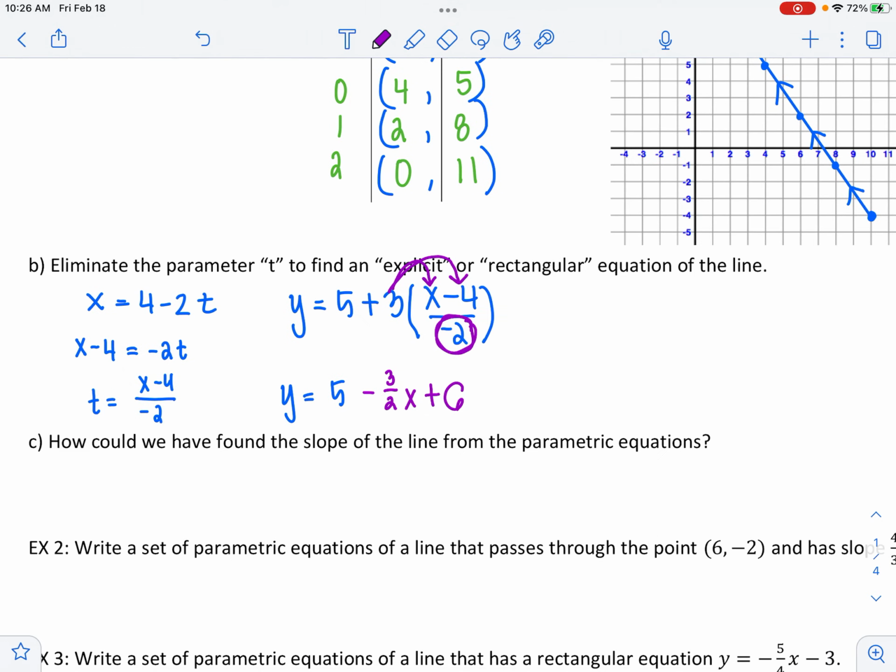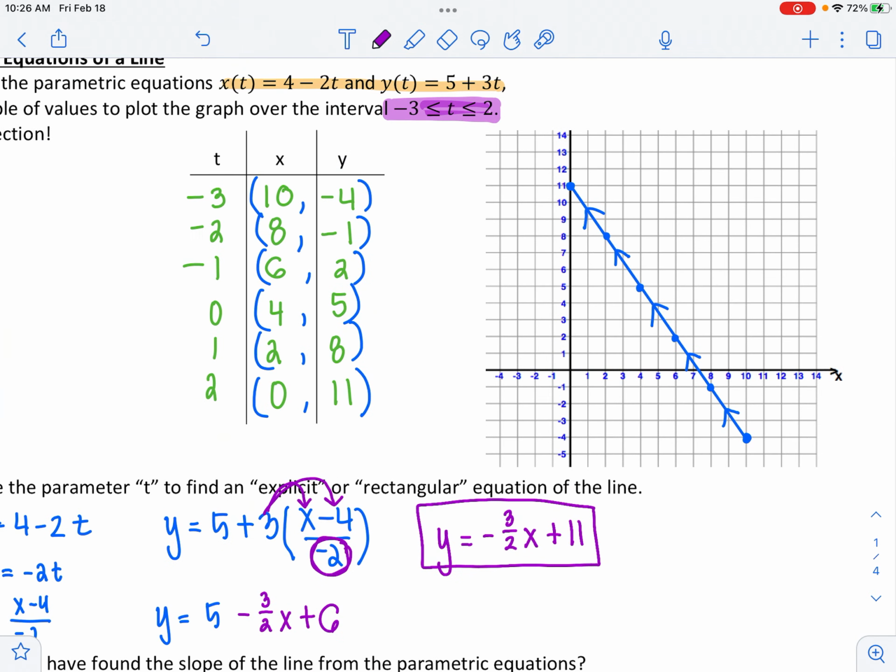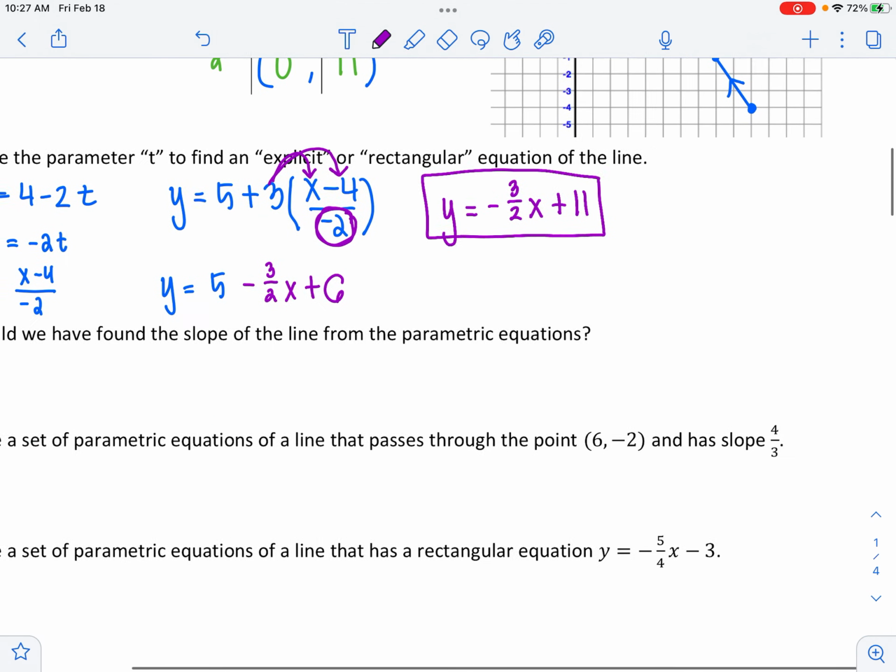Now I can clean this up a little bit more by combining like terms. So I have y equals negative 3 halves x plus 11. And that's the equation of the line. If you look at this equation, you do see a y-intercept of 11 right here. And then if you go down 3, left 2, you do get that next point there.